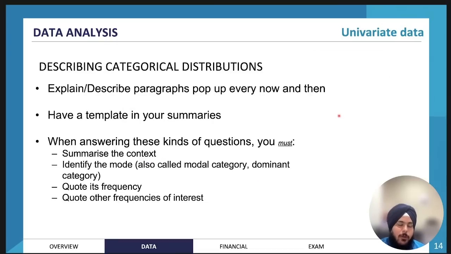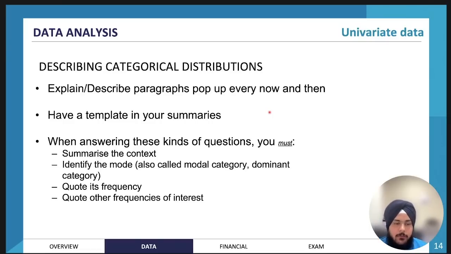Okay, so now we're going to quickly look at how we might describe categorical data. Describing data is really important and also part of the study design dot point. These sort of describe or explain paragraphs pop up really often on the exam. So you should be really familiar with how to describe data, what you need to describe when you're describing data, and also how to describe it. So what you need to do.